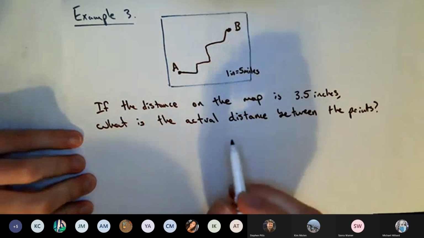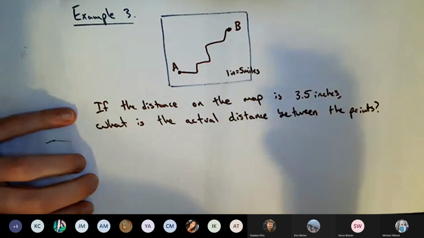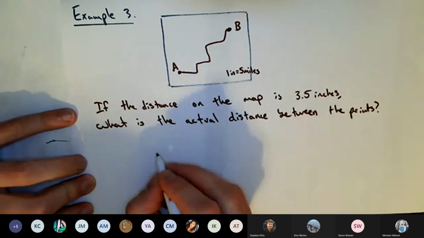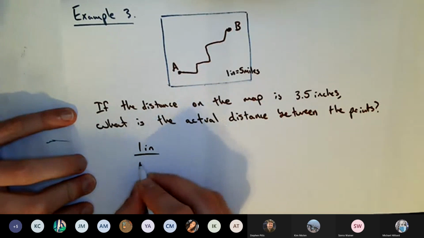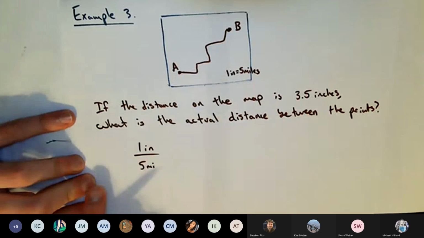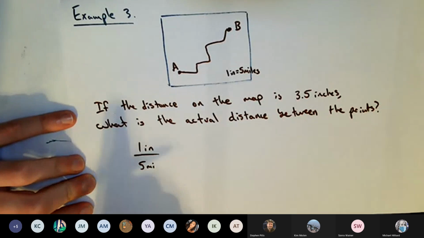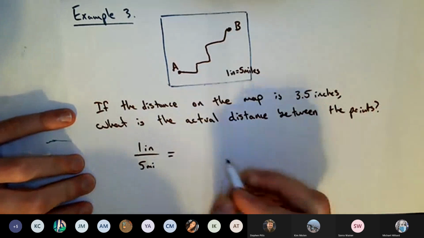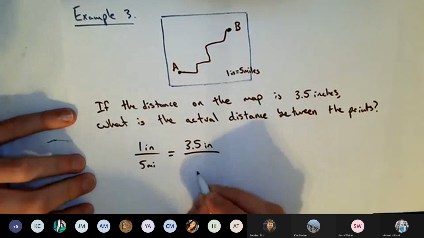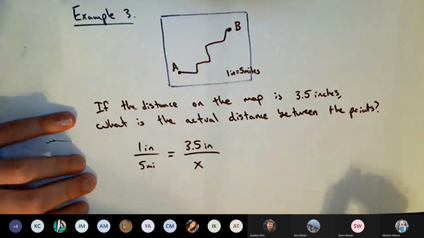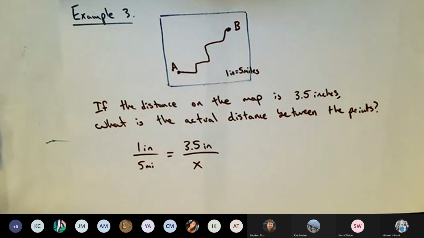So here's what we're going to do. We're going to set up a proportion. It's like the recipe problem. Set up a proportion with our 1 inch per 5 miles. I'll abbreviate miles with MI. So 1 inch per 5 miles should be equal to the inches that I got from my distance on the map, 3.5, to some distance X measured in miles in the real world.